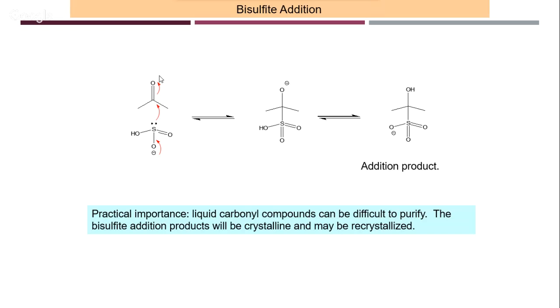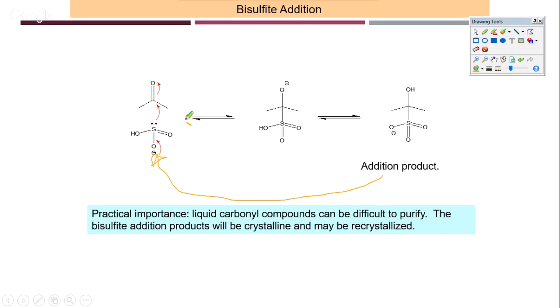And the practical importance is that liquid carbonyl compounds are difficult to purify. So this is one reaction where you can form this, and then you can again hydrolyze it. Once you hydrolyze this, you again end up getting back your bisulfite as well as your aldehyde or ketone. So you can make a solid, you filter it out, and again you hydrolyze it by putting a small amount of dilute acid in it. You end up getting your original product out. This can be very well used to purify. So you take the aldehyde or ketone out of the solution, and you again hydrolyze it to get the aldehyde or ketone, so it purifies.